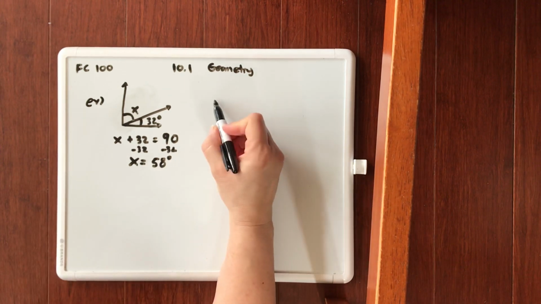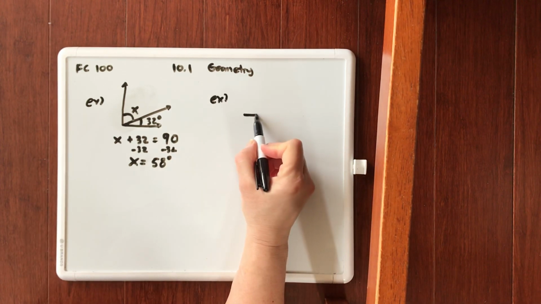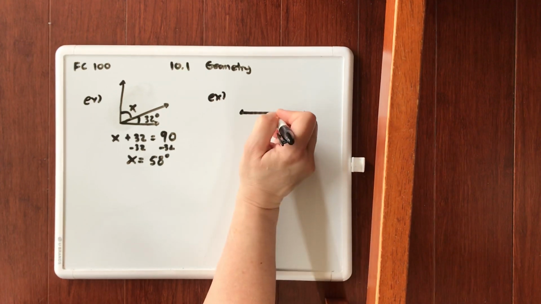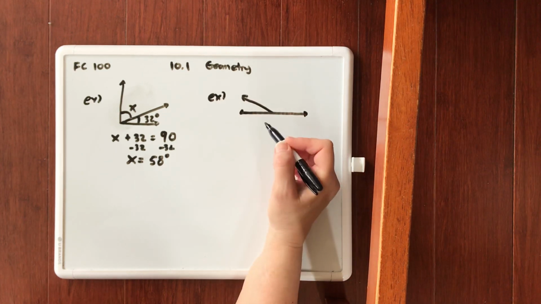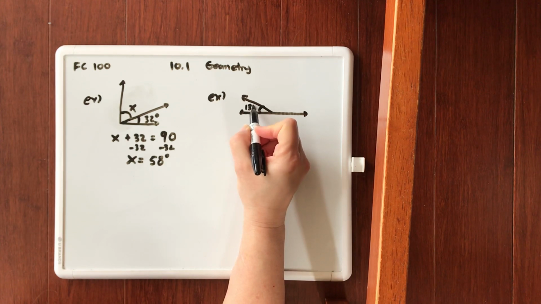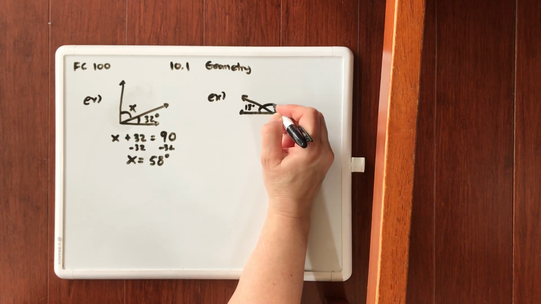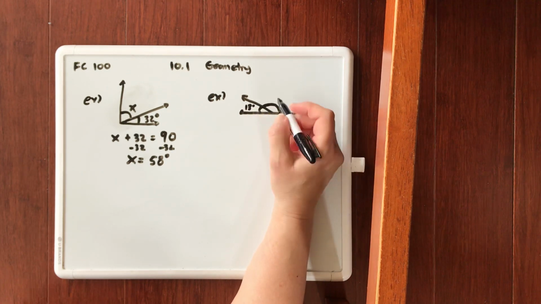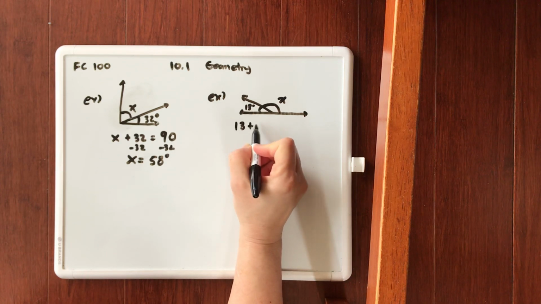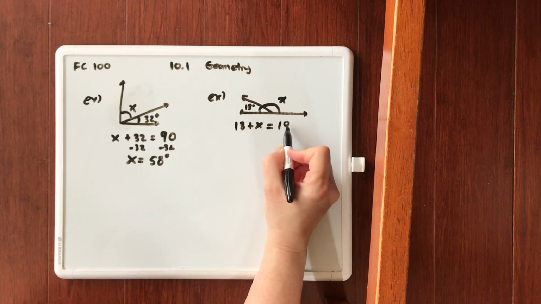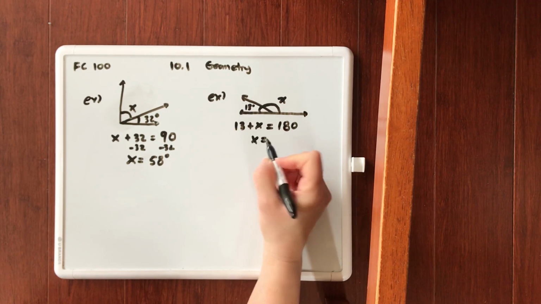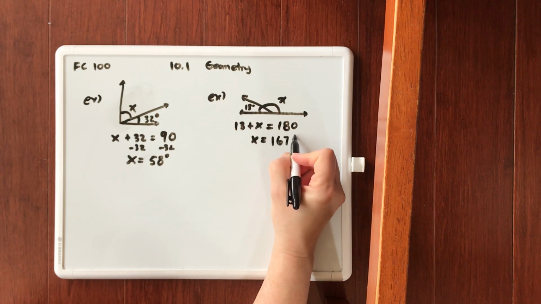All right, so let's do another example. I'm going to say this angle right here, let's say it's 13 degrees. Okay, and this angle right here, this big one right here, we're going to call it x. And what we know is 13 plus x equals 180. Okay, so we solve for x, minus 13 from both sides, and x equals 167 degrees.